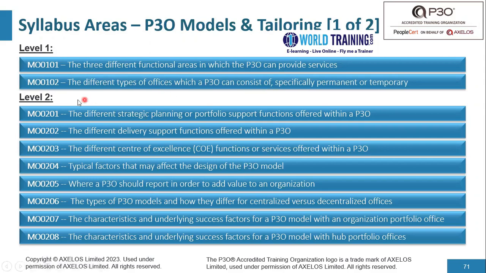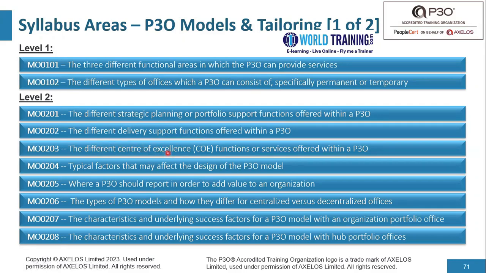And at level 2 learning, we would look into the different strategic planning or portfolio support functions offered within a P3O. We would also examine the different delivery support functions offered within a P3O. And we would look into the different center of excellence functions offered within a P3O.